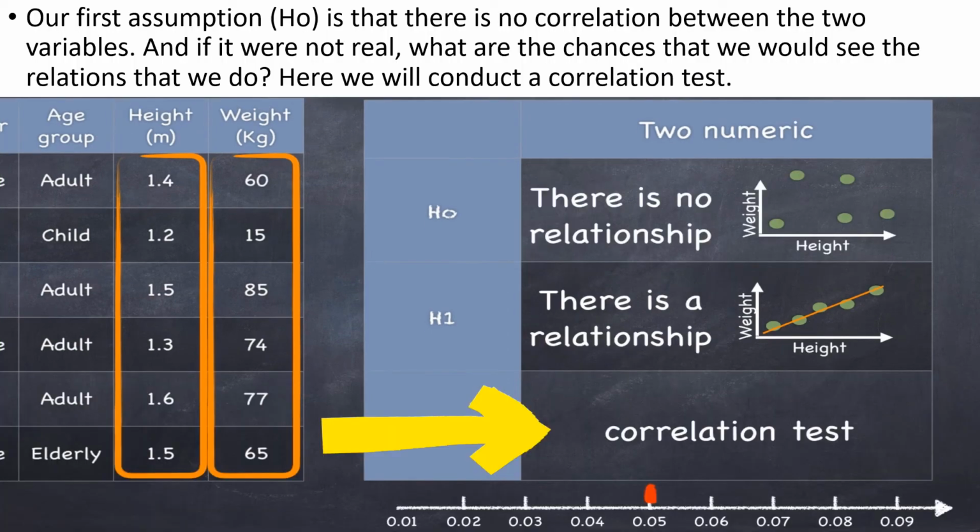So people, our first assumption, our null hypothesis, is that there is no correlation between the two variables. In other words, no correlation exists. So if the null hypothesis that there's no relationship were true, if it's not real, what are the chances that we would see the relationship that we do see? Here we will conduct a correlation test.